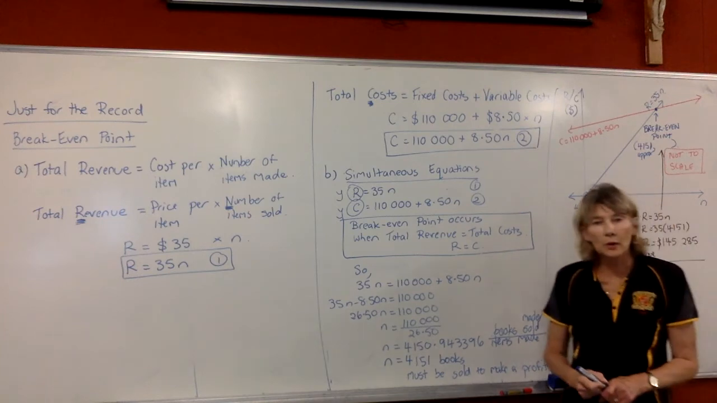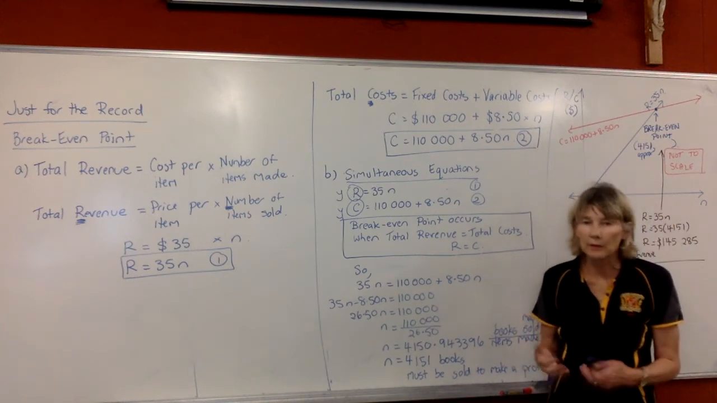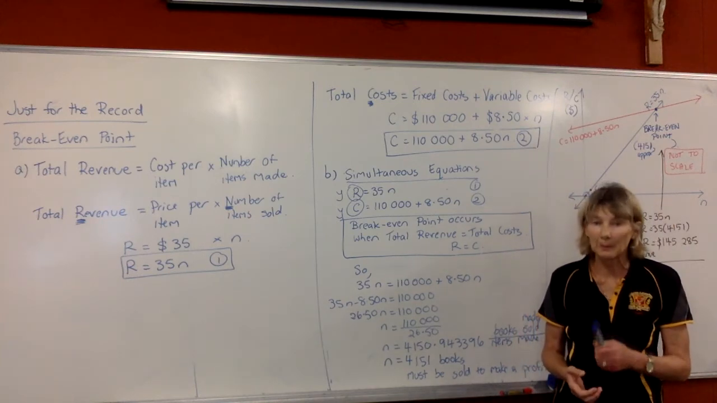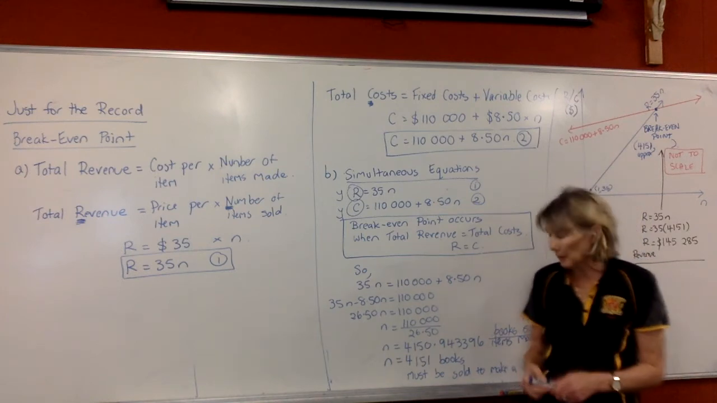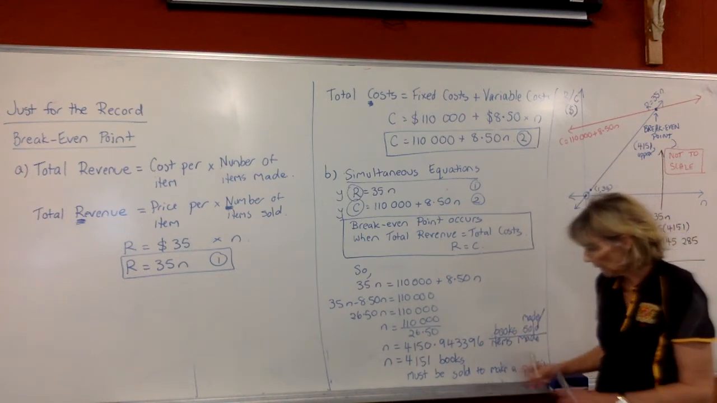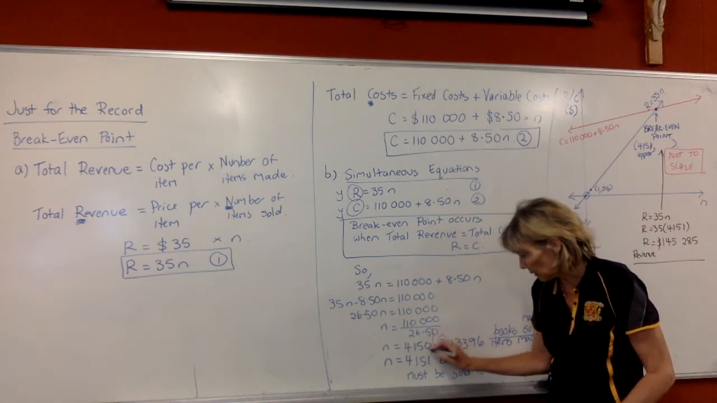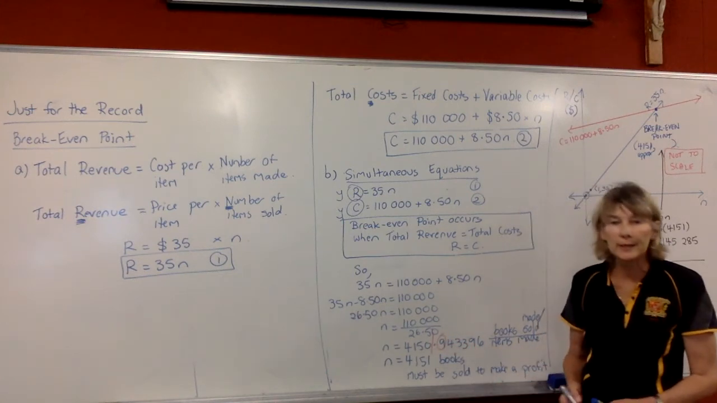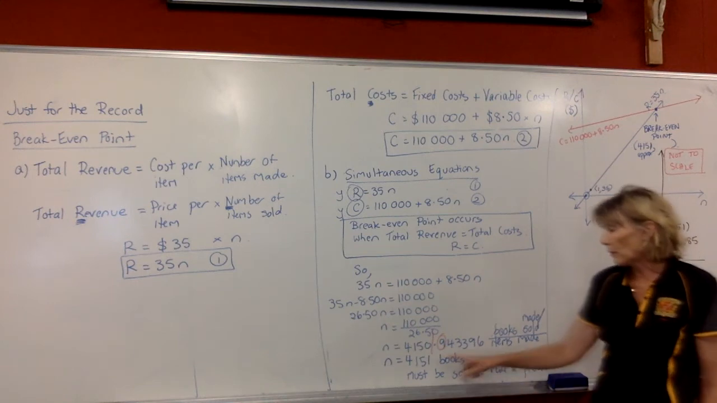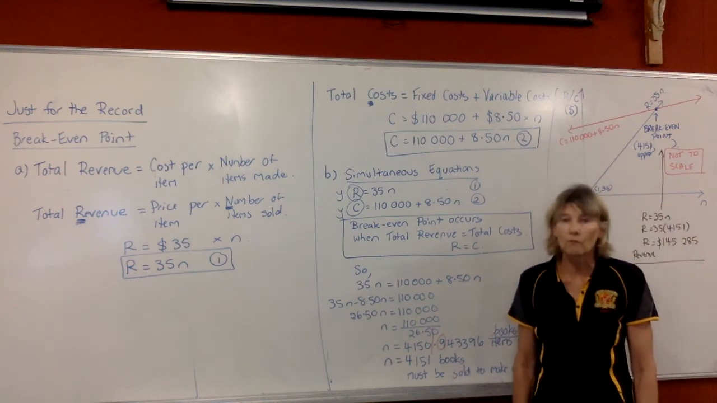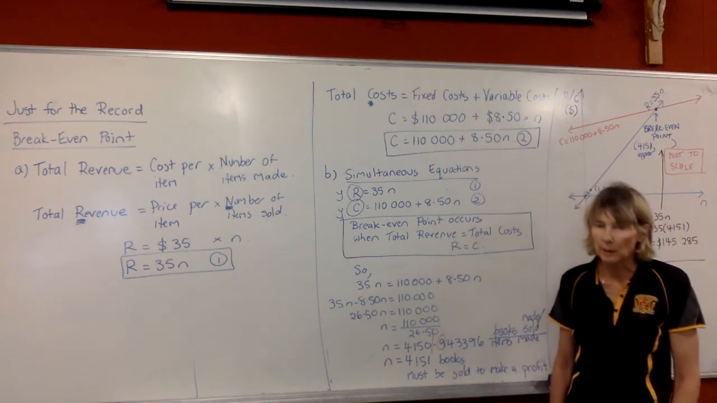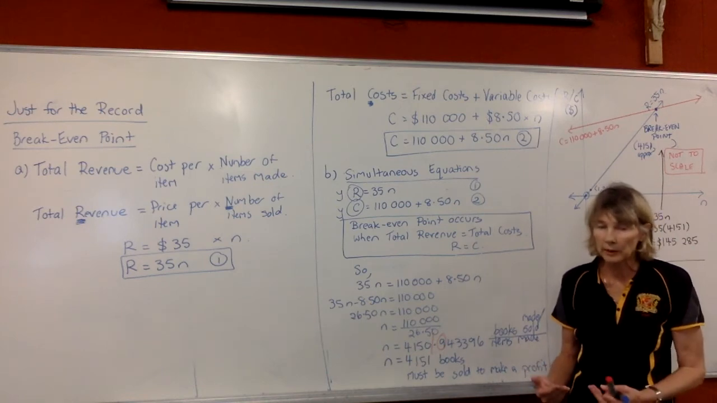Okay, so the question says how many books have to be produced to start making a profit? Well, we're going to just round off to the nearest whole number. So that's a 9, this is going to go up to 1. So we start making a profit when we can make and sell 4,151 books. Up until that point, you're making a loss.